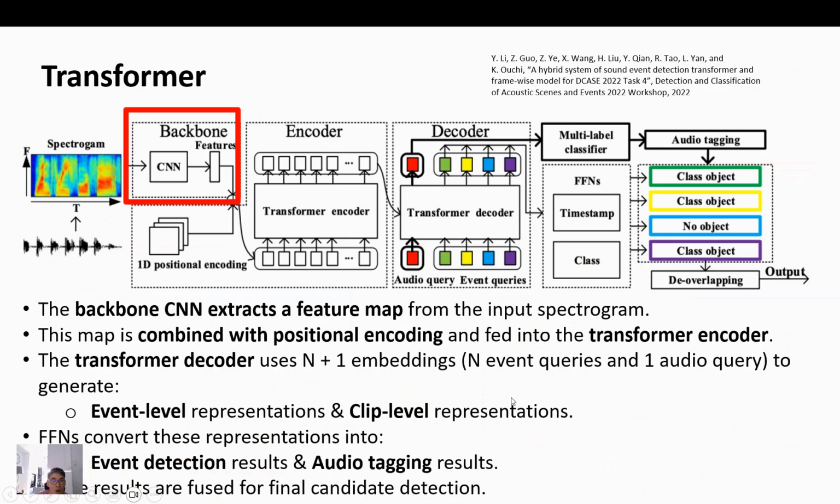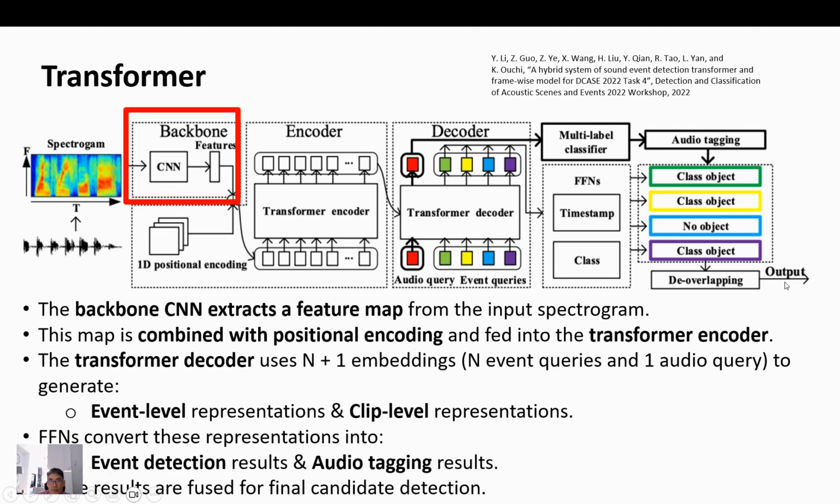All right, another common one is transformers. Okay, it's basically a backbone CNN that is being used to extract the feature map. So CNN is very good at extracting the features from any image, like for this case the spectrograms, and this map is combined with the positional encodings and fed into the transformer encoders. Okay, and then we have the transformer decoders, which use the n+1 embeddings to basically generate what I call the clip level, which is the scene level, and then we also have the tagging as well as the event detections. Then we fuse the whole result together and give the outputs.